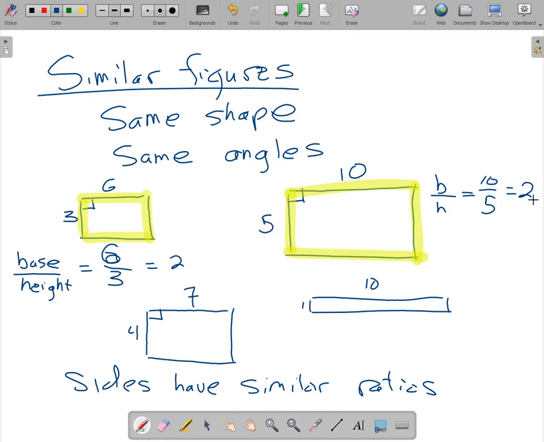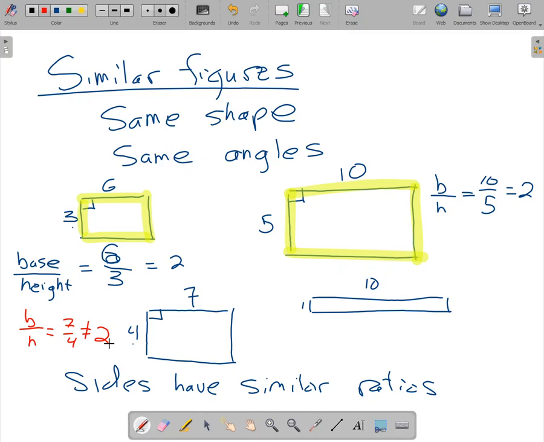Now, what I was thinking when I made the 4 to 7 one is I just added 1 to the 3 to get 4, and I added 1 to the 6 to get 7. So my ratio there of base to height was 7 to 4, which does not equal 2. So that's not similar.